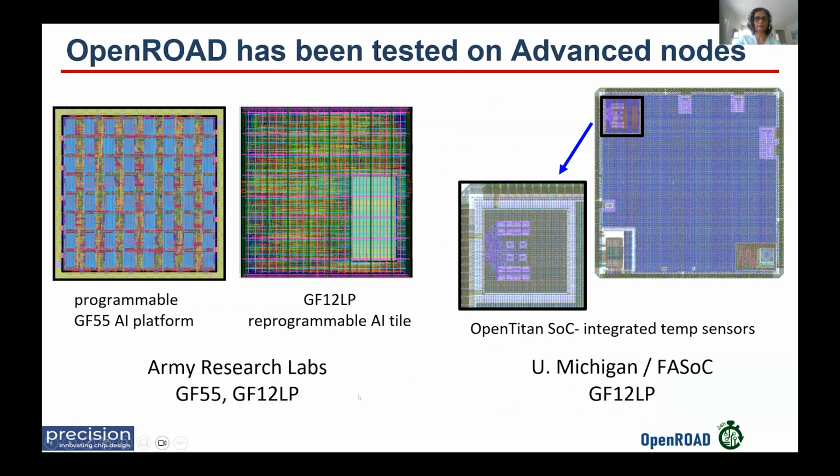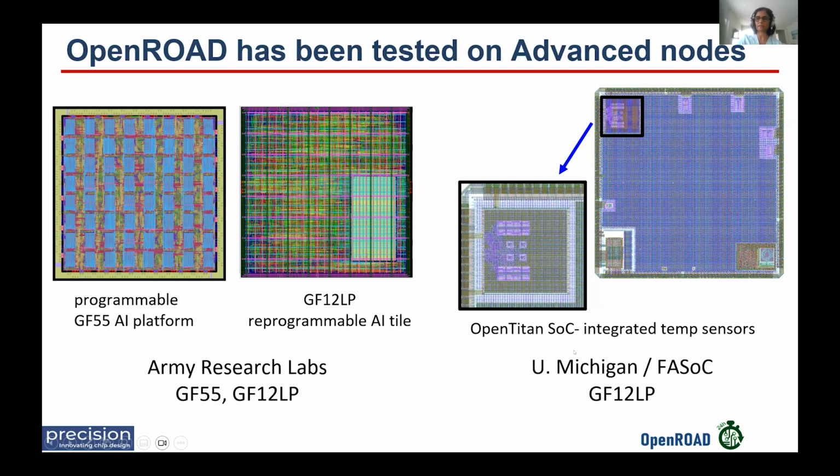This is an example of an advanced design in GF12. It's an AI chip that's been done at GF in the 55 nanometer GlobalFoundries node, done internally. And this is one of the examples where we ensure that this technology is viable for the current process nodes. And Army Research Labs, since we are funded by DARPA, continuously test and use our tools to ensure that they work with today's design requirements.